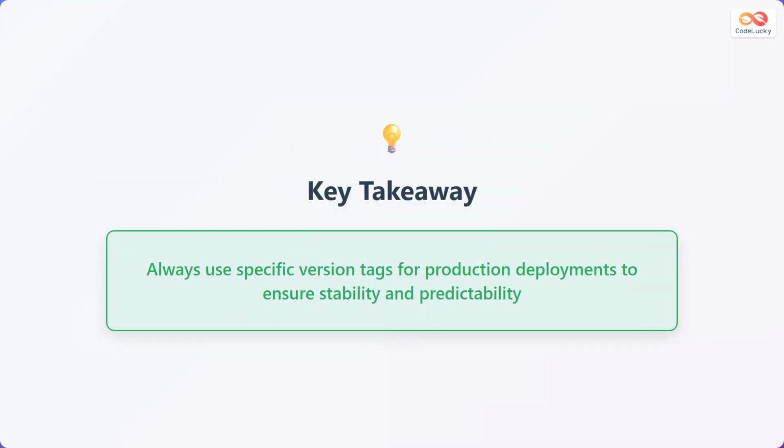Key takeaway: always use specific version tags for production deployments to ensure stability and predictability. When deploying your applications to production, always use specific image tags. This simple practice can save you from countless headaches and ensure a smooth and reliable deployment process.